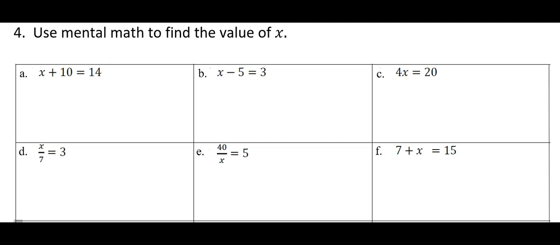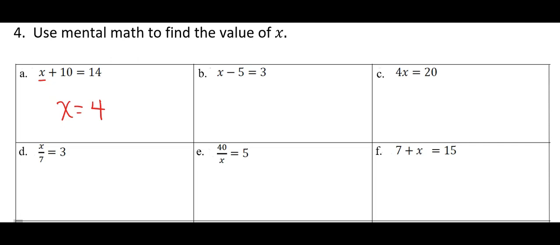In the last section, we're going to use mental math to find the value of x for each equation. Question A says we have x plus 10 equals 14. So some number plus 10 gives me 14 as a sum. Well, in this case, x would equal 4 because 4 plus 10 is 14.